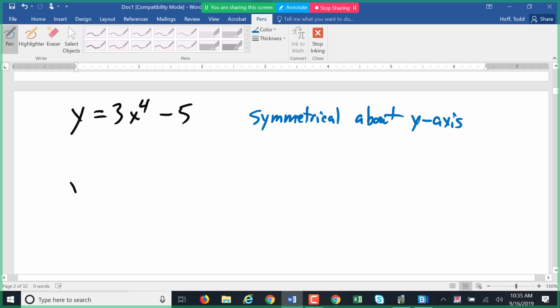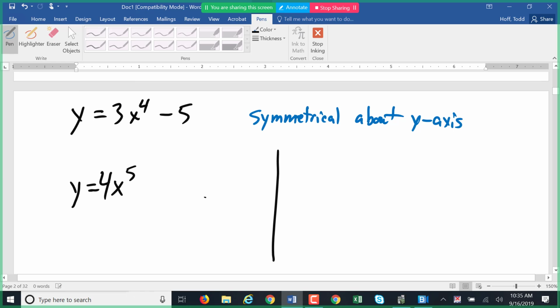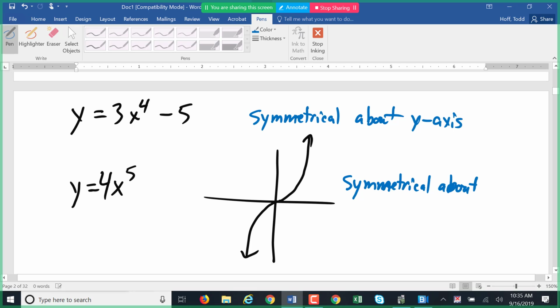If I do y equals x to the fifth, well, let's just do y equals 4x to the fifth. So I'm going to clear this out. When I graph that, you'll see what I get. I'll draw it out a little bit larger here for you. It looks something like this. That is symmetrical about the origin. If I pick any point on the graph, like right here, I go to the origin and I go equidistant on the other side, there's another point that's still on the graph.